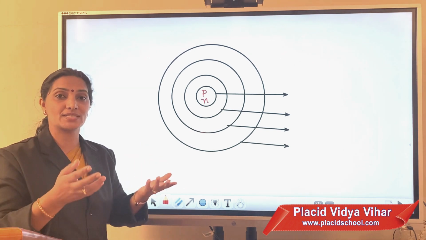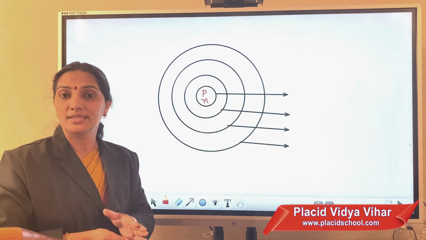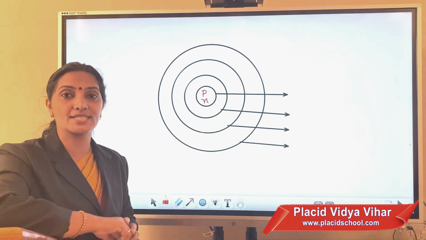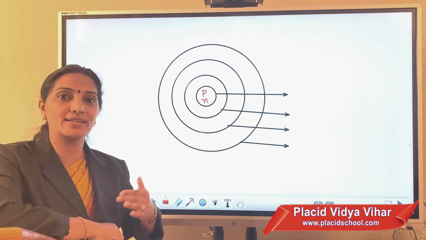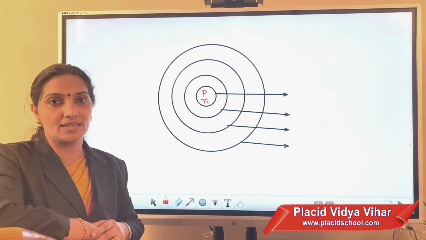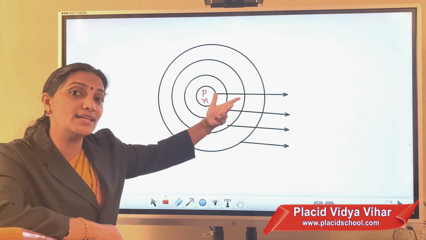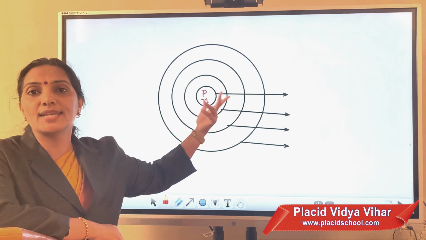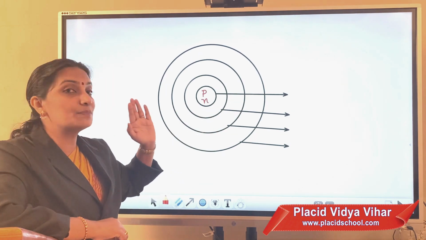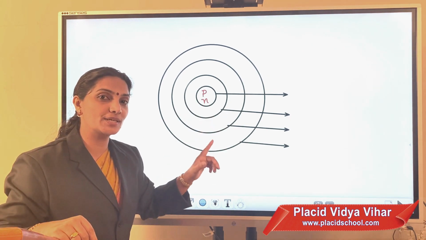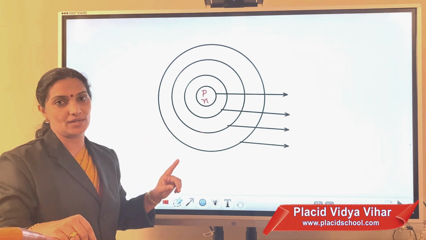You know that you are present in class 9A, 9B or any other division of 9th. How is each student in each division identified? By calling their names. Similarly, we can identify these shells by giving certain names or certain numbers. We can give numbers to these shells. The shell which is closer to the nucleus is numbered as 1.